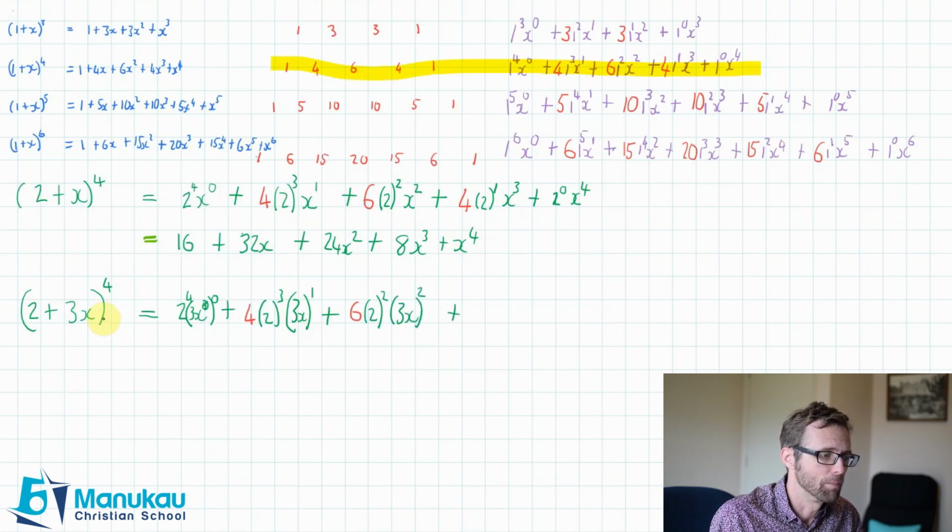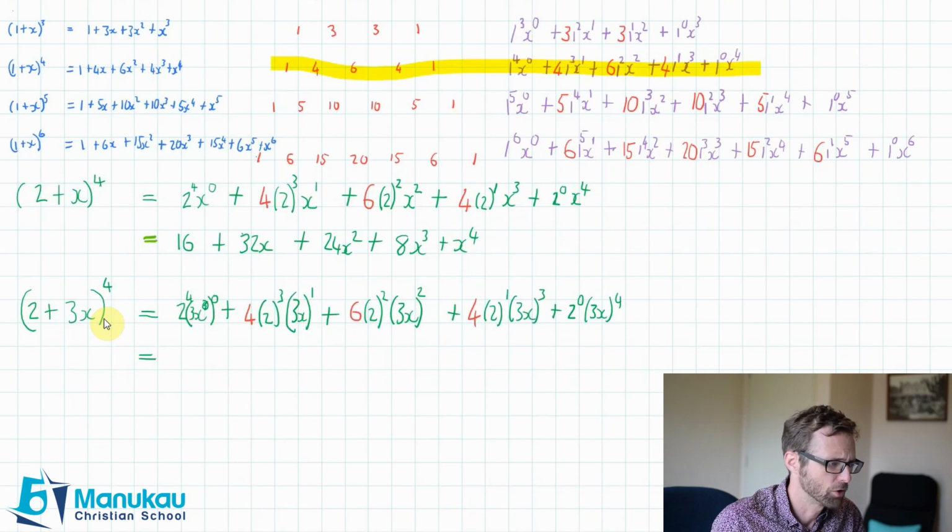Right, next term, we're going to have that big 4 again, looking at the Pascal triangle, and we're going to have 2, but this time it's just 2 to the power of 1, and our 3x is now to the power of 3. And that leads us to our last term, which is 2 to the power of 0 into 3x to the power of 4. And now we're in a position to work out what this all is.